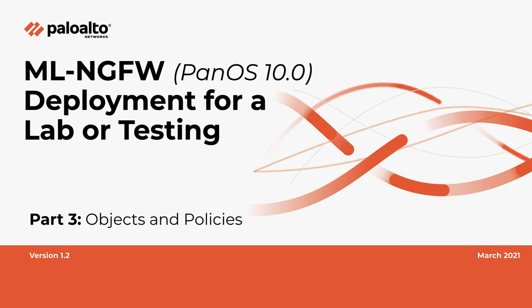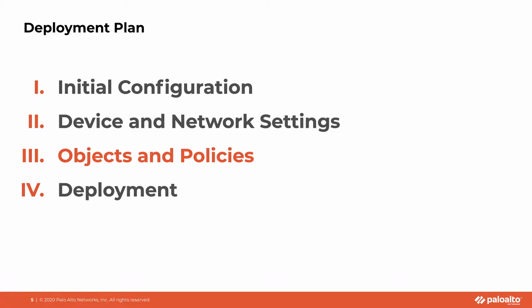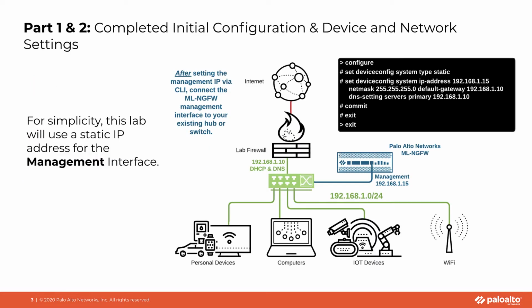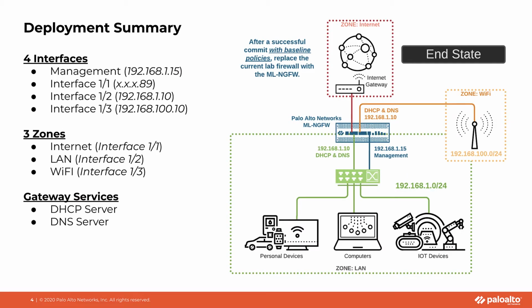Welcome back to deploying a next-gen firewall for lab or testing. Part 3, Objects and Policies. During Part 1 and 2, we completed the initial configuration and the network settings. At this point, you should have completed Part 1 and 2 and have a next-gen firewall's management interface connected to your existing LAN network. The device and network settings have been configured to support our end state of 3 zones: Internet, LAN, and Wi-Fi, the required 4 interfaces, and the gateway services.